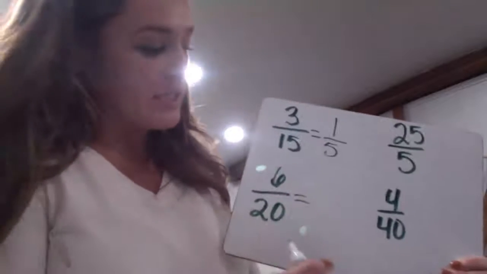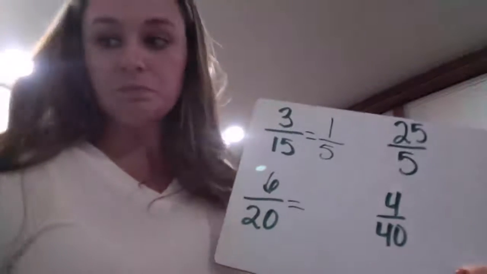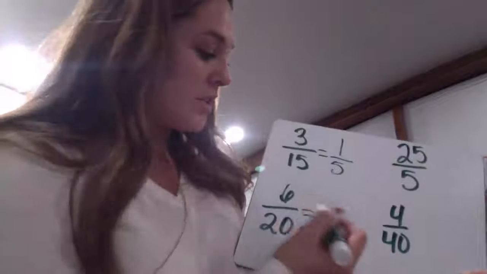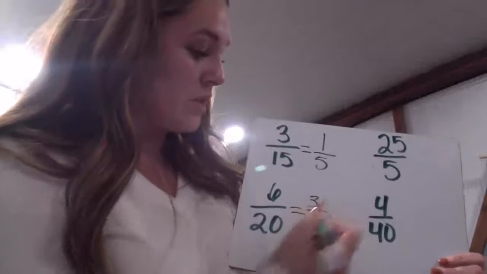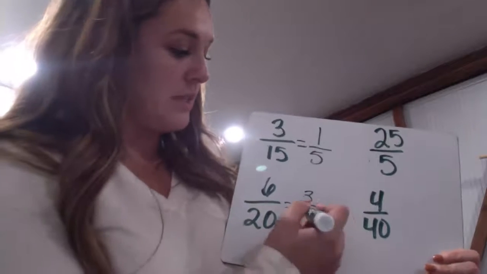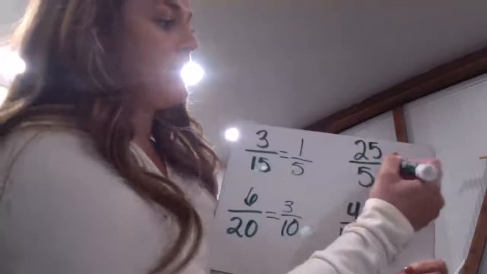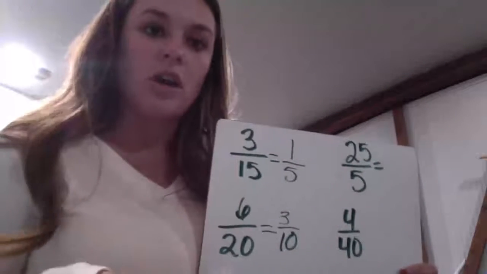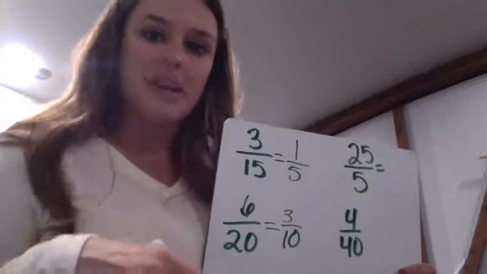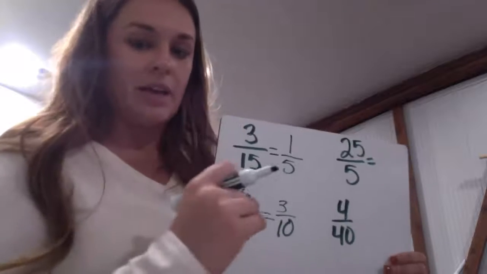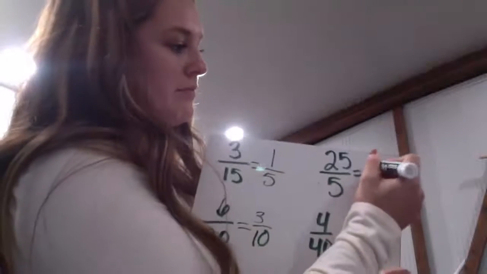Okay, what can go into 6 and into 20? I know 2 can, because they're both even. So 6 divided by 2 is 3. 20 divided by 2 is 10. There you go. Okay, now this one, when you have a bigger number on the top, it means divided by. So 25 divided by 5 is 5.